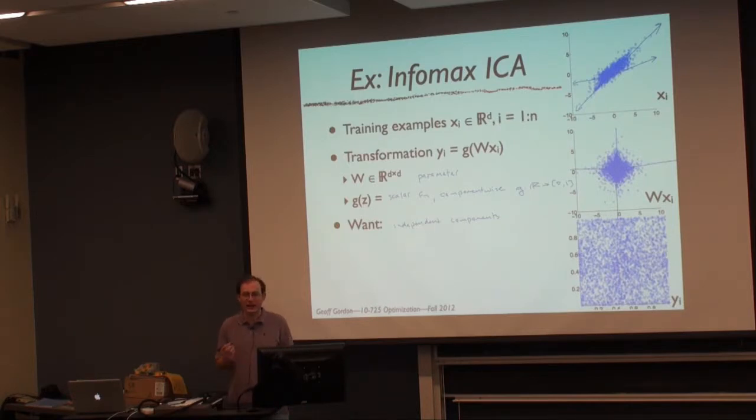It's really hard just to say make it independent. So what we're going to do is shoot for a particular distribution that has independent components, namely the uniform distribution right here. So this is an approximation of the uniform distribution on Y. So that makes sense?